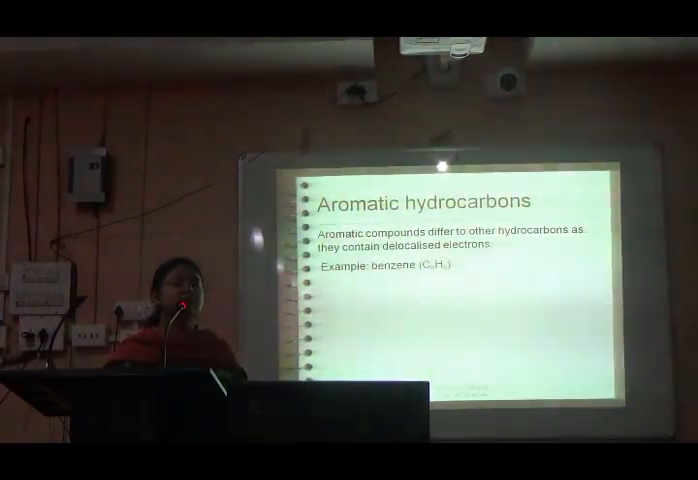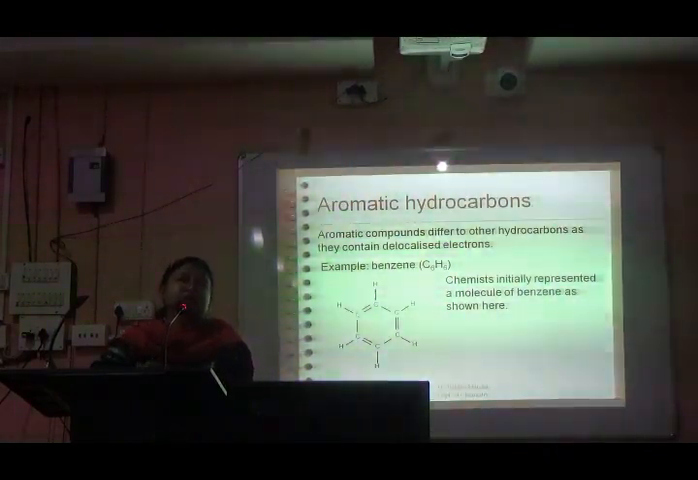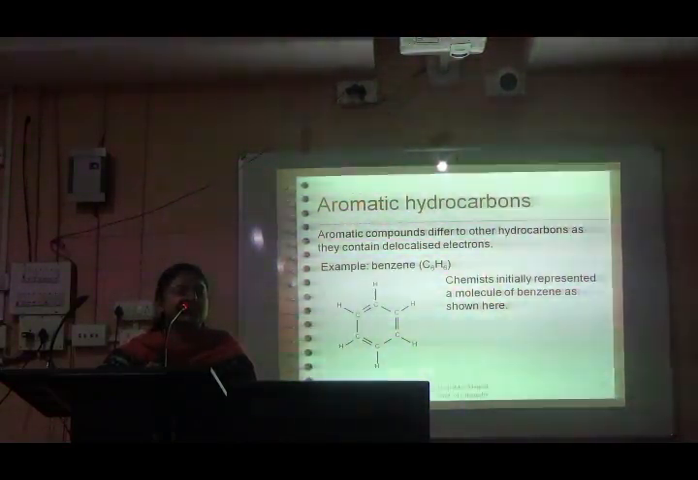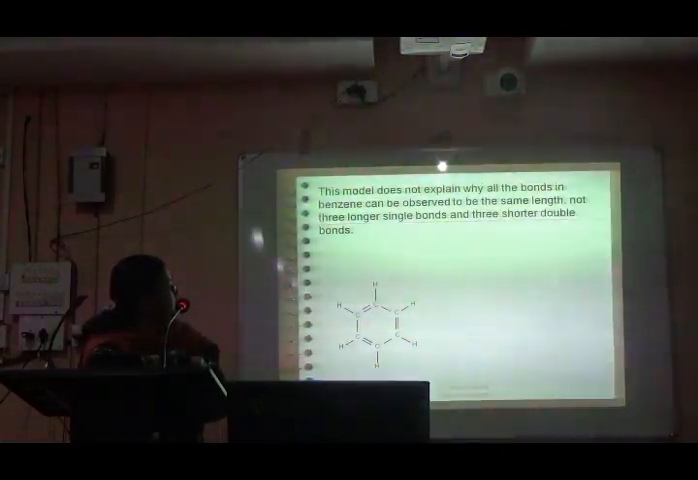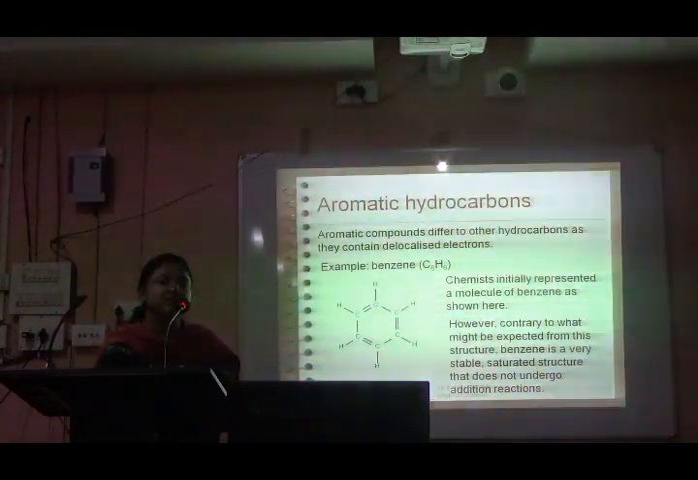Now let us look into aromatic hydrocarbons. Best example is that of benzene. We have heard that benzene contains delocalized electrons. Now what is the meaning of the term delocalized? The meaning of the term you can get from hybridization theory. Initially, this was the structure of benzene drawn by chemists. You see the double bonds are static over here.